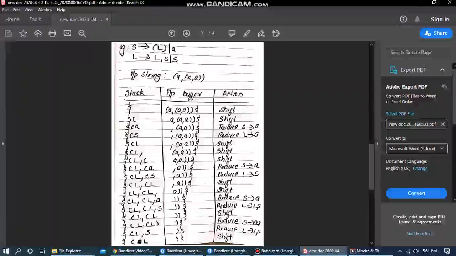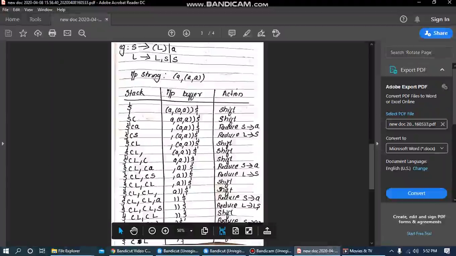Again we perform the action as shift. Again A is pushed into the stack. So the stack will be dollar open bracket L comma open bracket L comma small letter A, and the input buffer becomes close bracket dollar. Then compare those elements in the stack with the grammar. Yes, small letter A is there. A can be reduced by S. So in the place of A you can write S and give the action which is performed upon the stack. Don't forget to write the action. Okay, in the place of A you can write S.